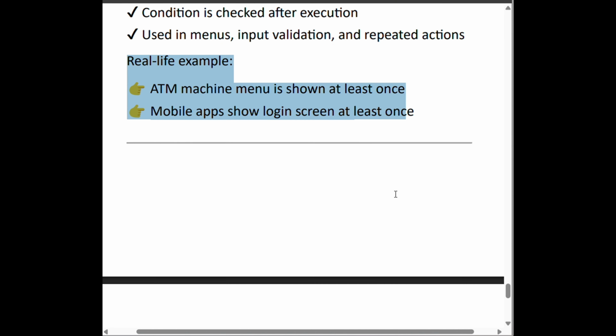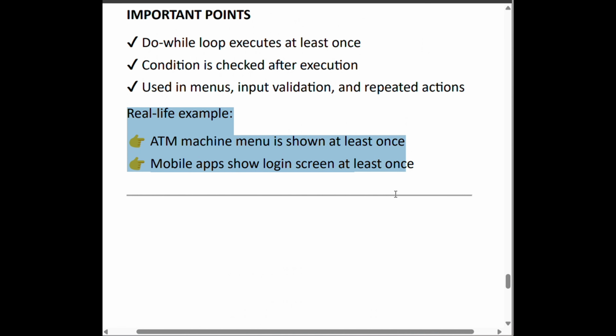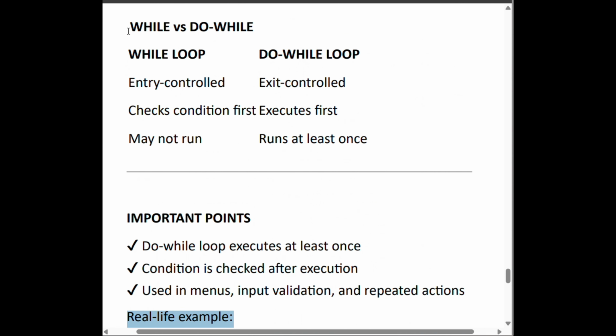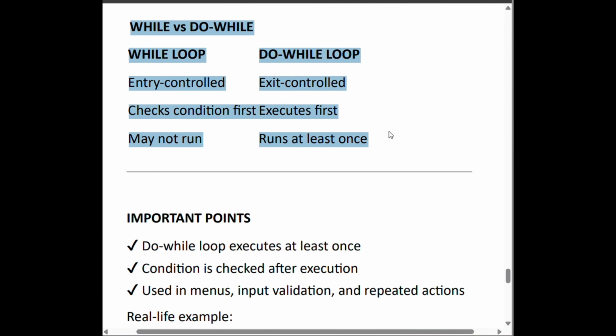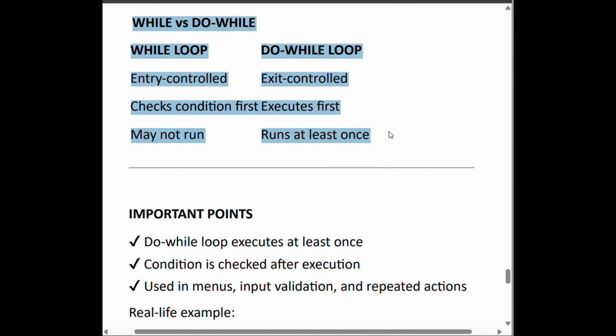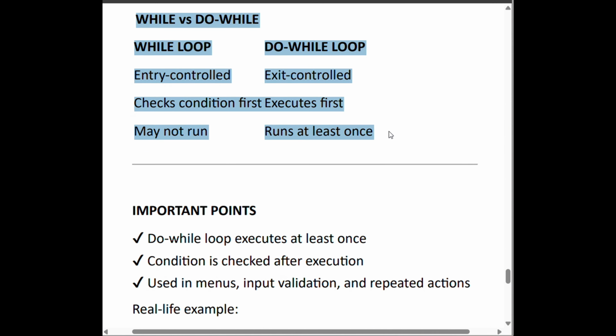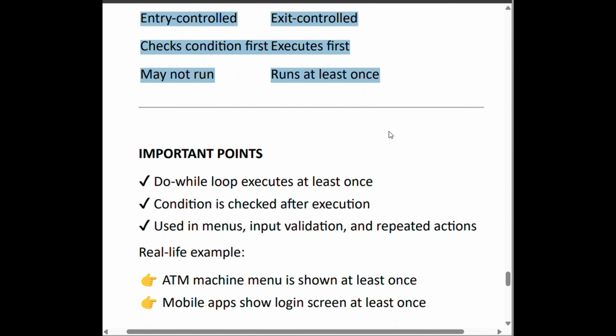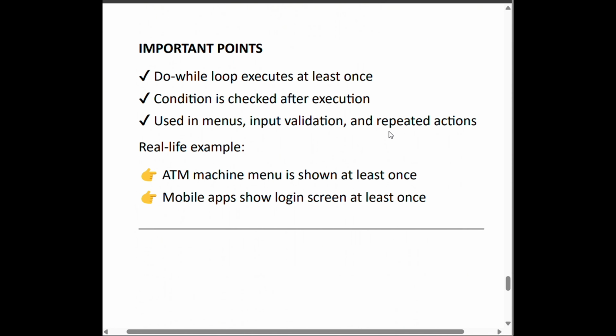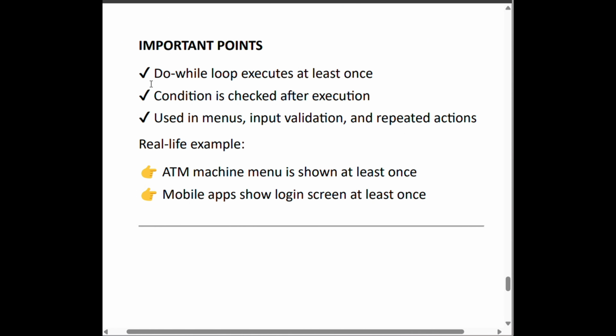So the difference between while loop and do while loop: condition is checked first, then code runs in while loop. Whereas in do while loop, code runs first, then the condition is checked. In while loop, the code may not execute even once if the condition is false. In do while loop, the code executes at least once even if the condition is false. So while loop is entry control and do while loop is exit control.